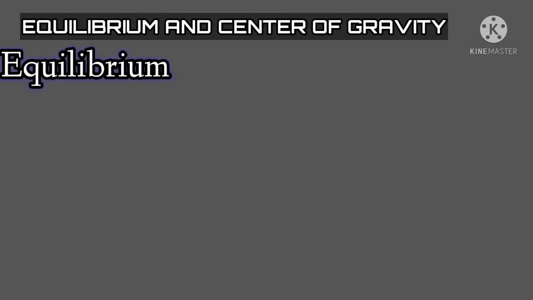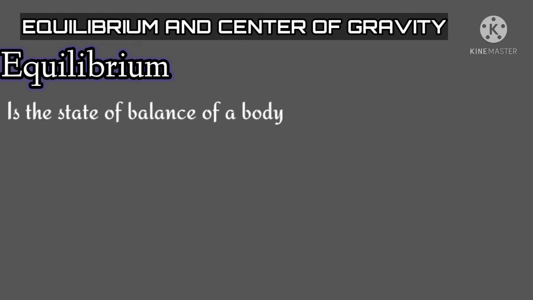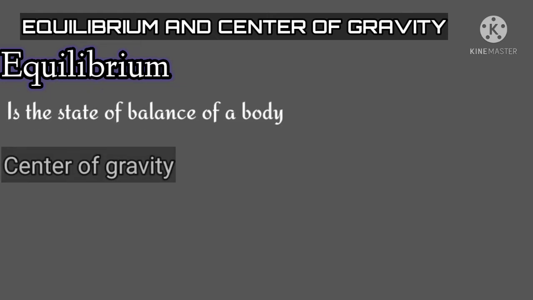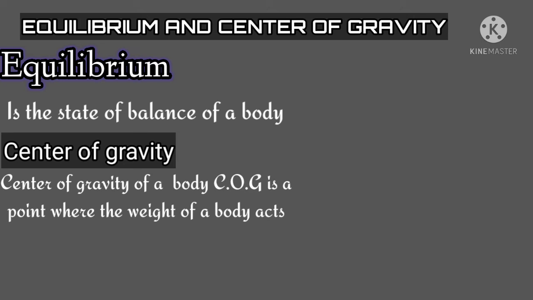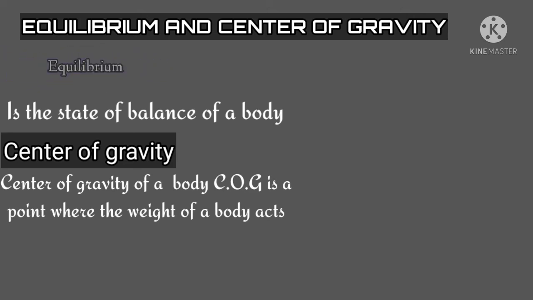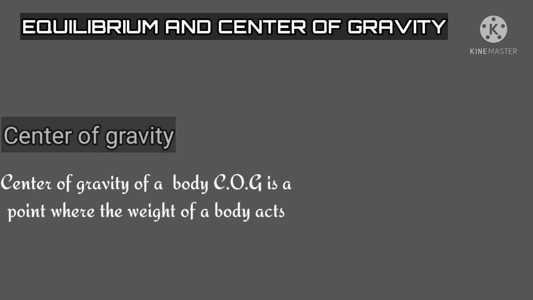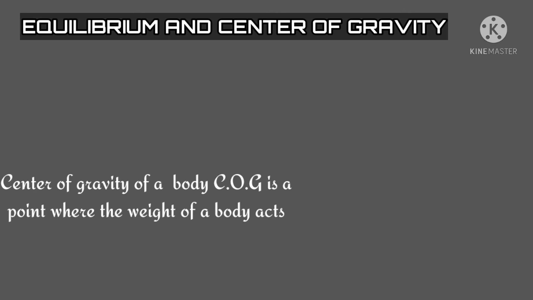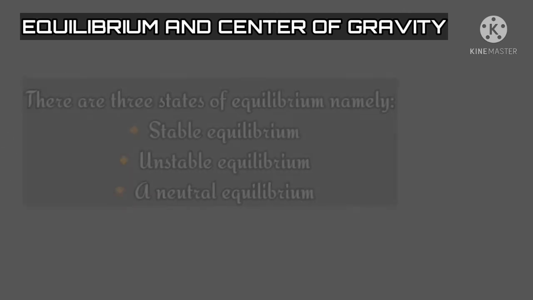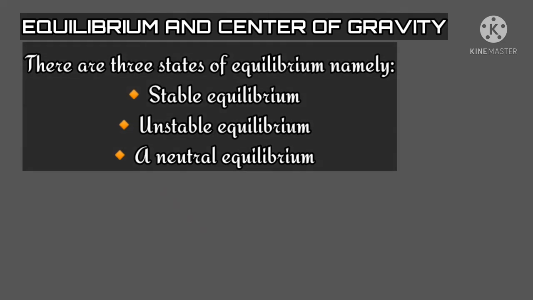What is equilibrium? Equilibrium is a state of balance of a body. And the center of gravity is a point where the weight of the body acts. Then, in this topic, we have three states of equilibrium, namely stable, unstable, and neutral equilibrium.